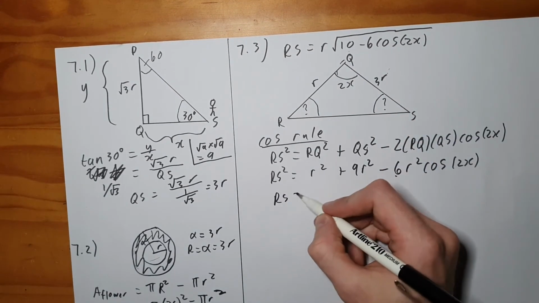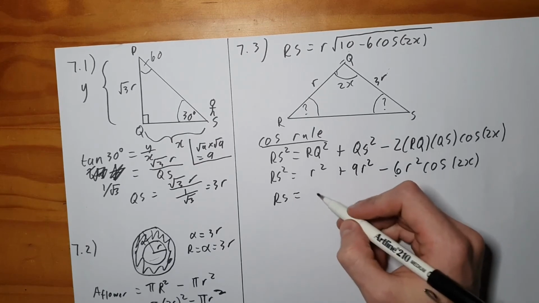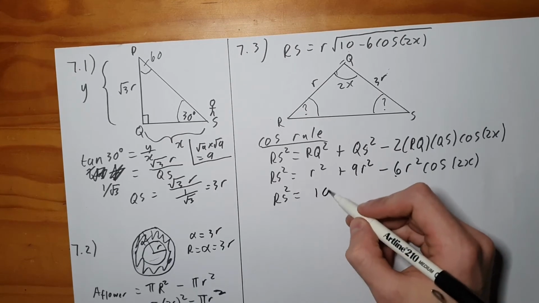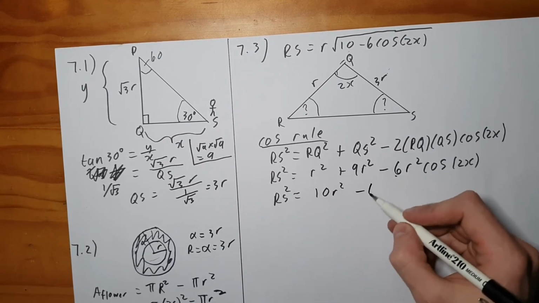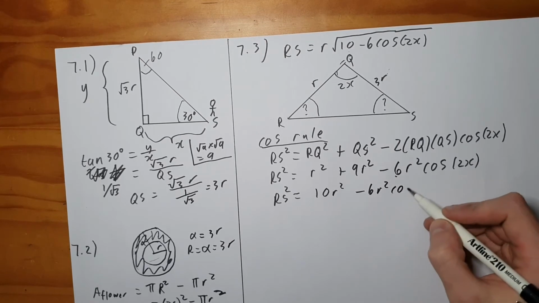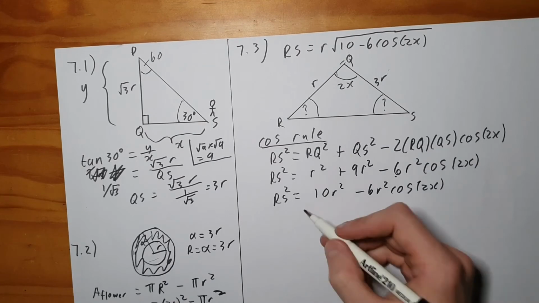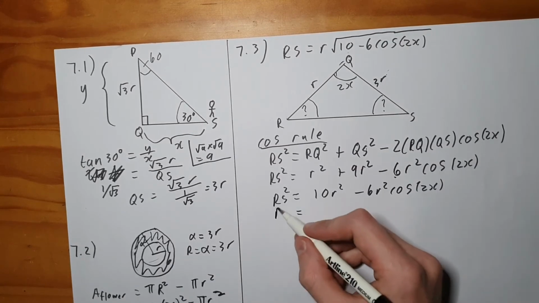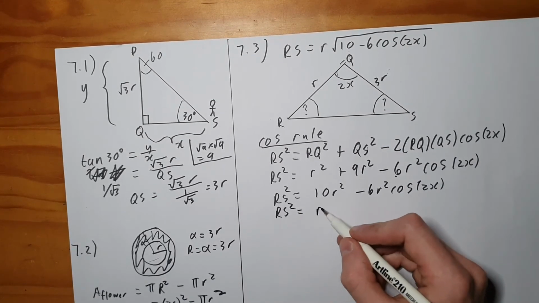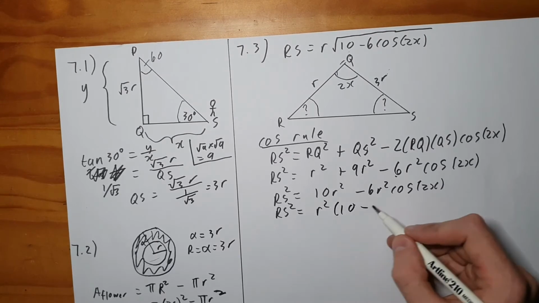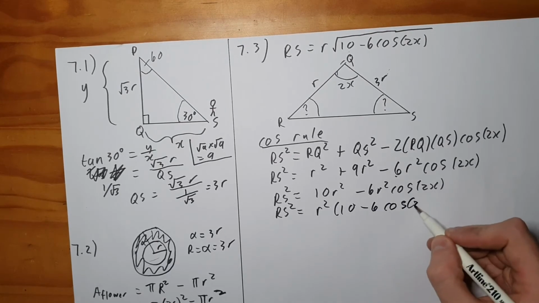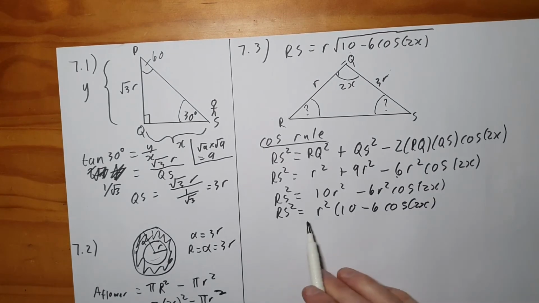So RS squared is then going to equal 10R squared minus 6R squared cos of 2x. Okay, we can take R squared out as a common factor, which is then going to be R squared times 10 minus 6 cos 2x. Okay, and then I can square root the whole thing.